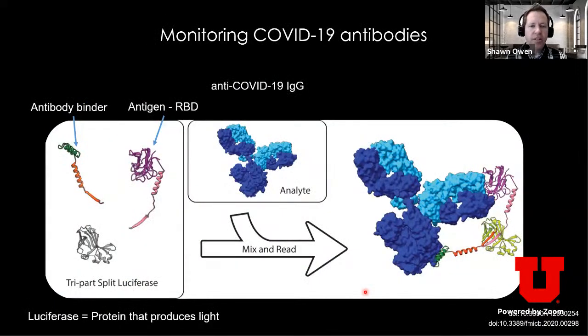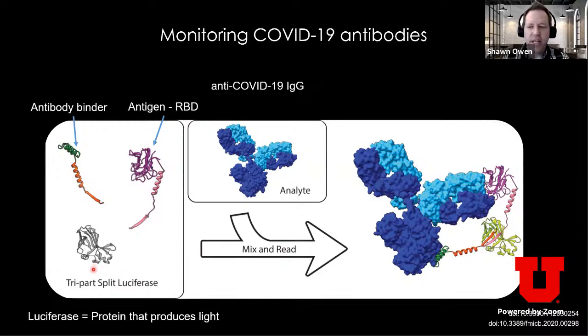So I want to talk about one specific antibody test that we've actually developed in my lab in collaboration with some excellent people at the University of Toronto. What we wanted to do is develop an antibody test that could be very quick, that didn't require any long processing like many of the other antibody tests. And so what we developed is a system where we have what we call a split luciferase.